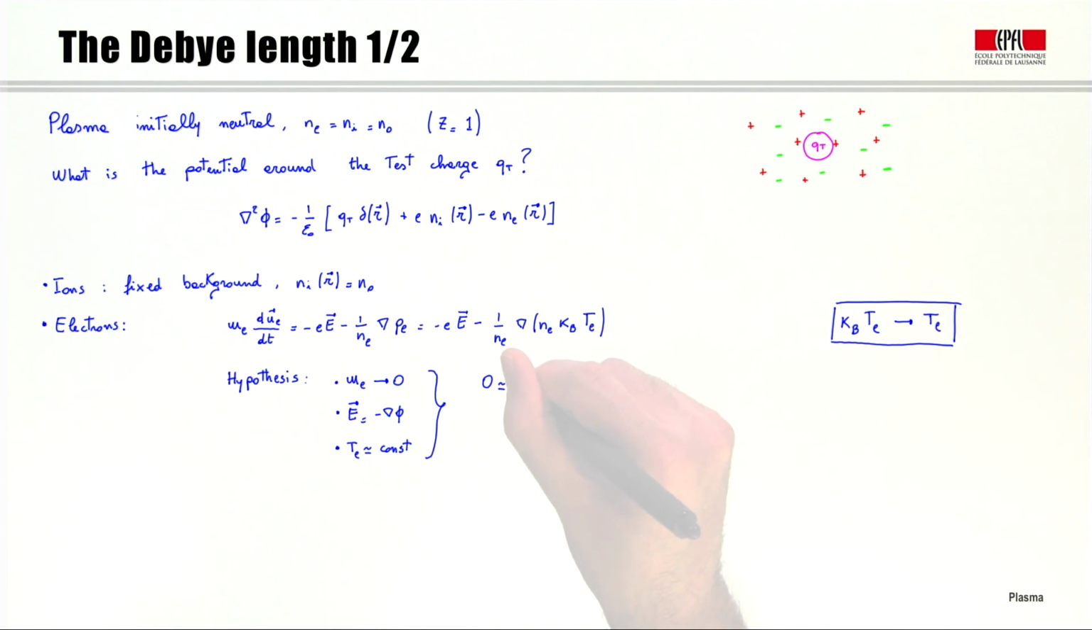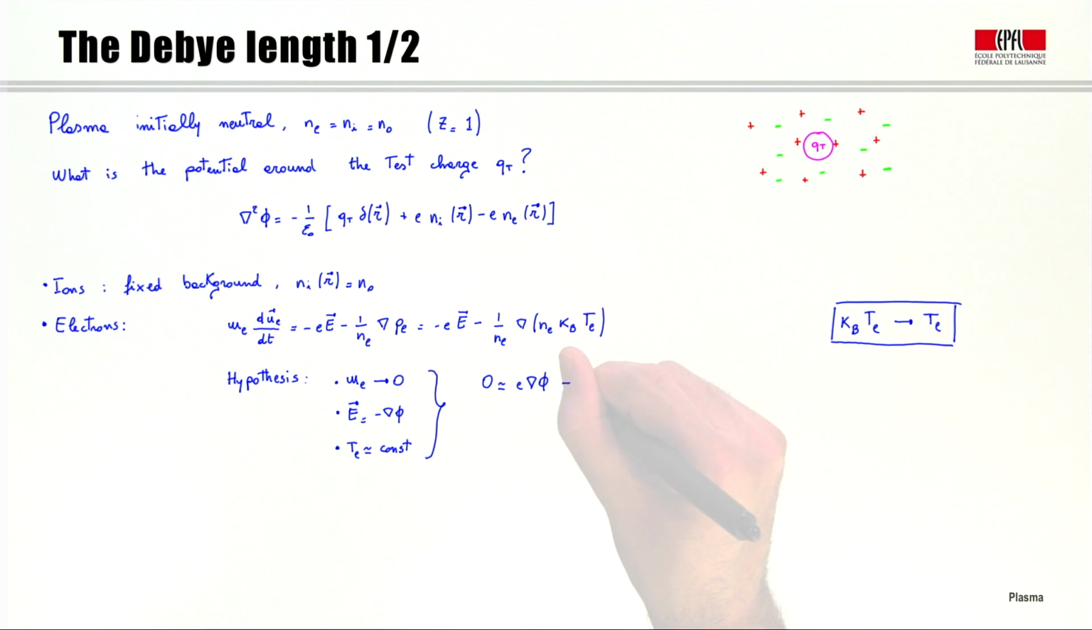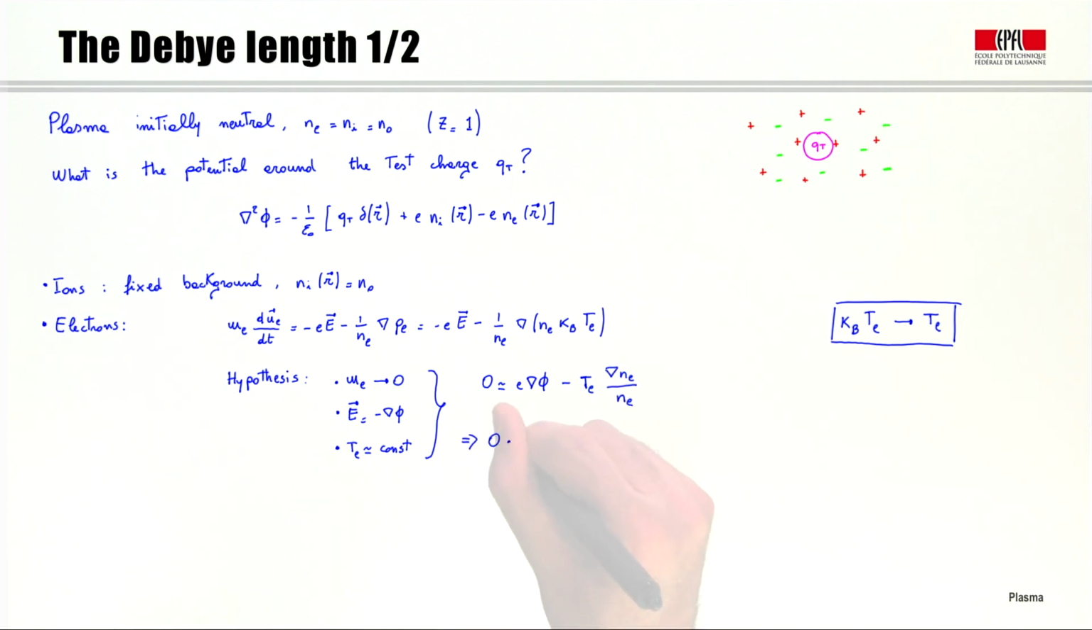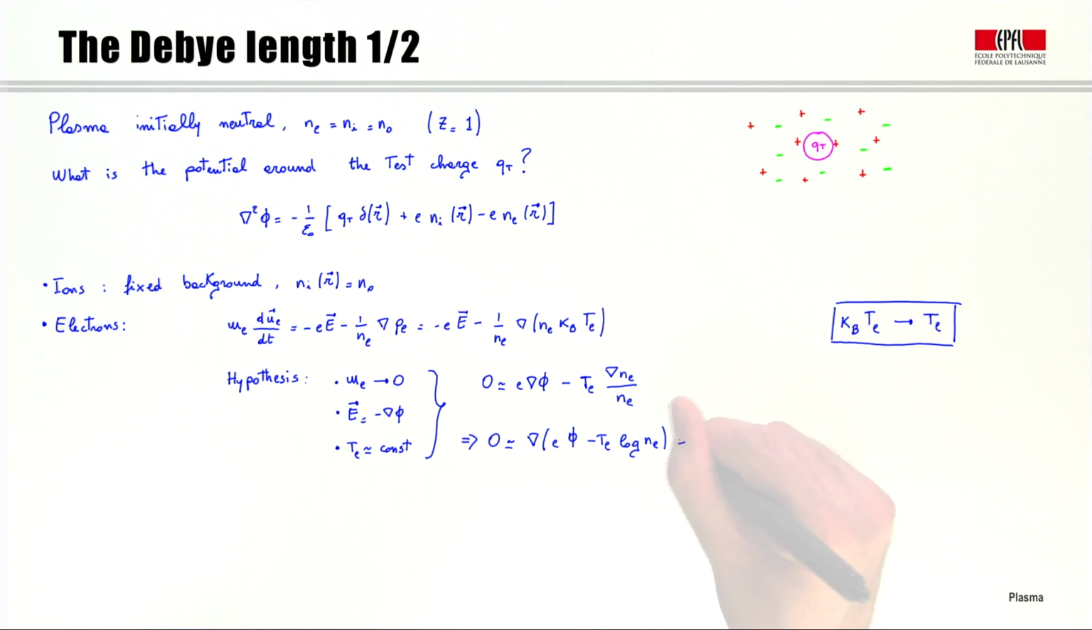And this will be given by the electrostatic potential, the gradient of the electrostatic potential, the electric field. And then we will have the pressure term contribution, where we can assume that the electron temperature is constant. We can bring everything under the same grad symbols, therefore we will have that e gradient of phi minus Te, and we will write this grad Ne over Ne as the gradient of the logarithm of Ne.